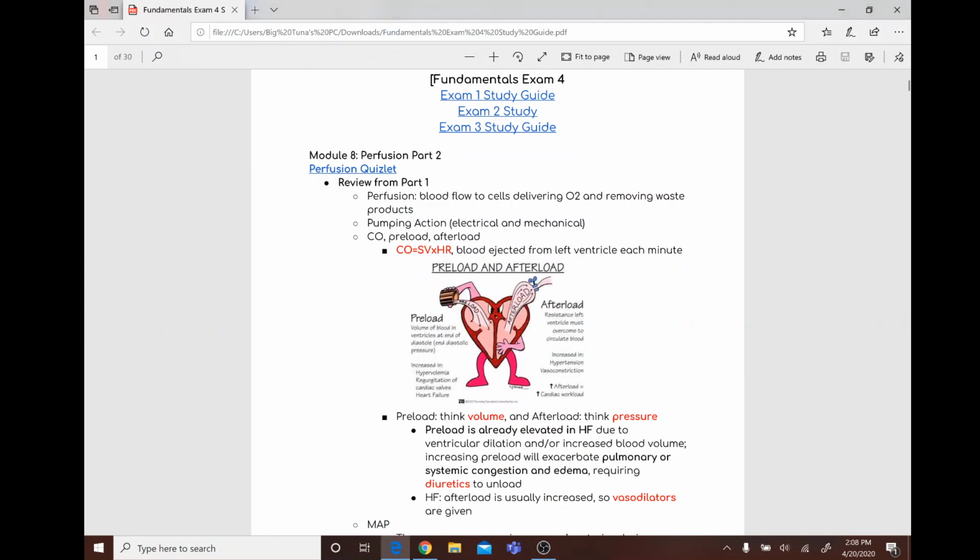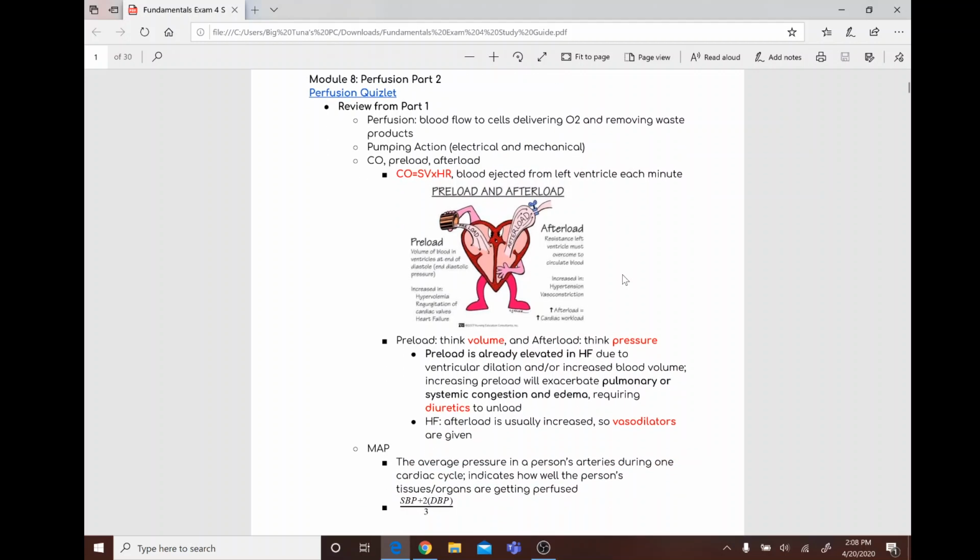Alright, tell me what perfusion is. Blood flow to cells, delivering oxygen, removing waste products. What is preload? Volume of blood in ventricles at end-diastole. Think volume. What is afterload? Resistance the left ventricle must overcome to circulate blood. Think pressure. What increases preload? Hypervolemia, regurgitation of cardiac valves, and heart failure. What increases afterload? Hypertension and vasoconstriction.